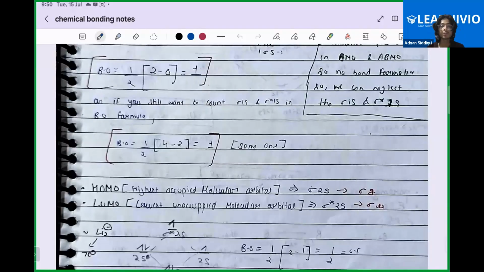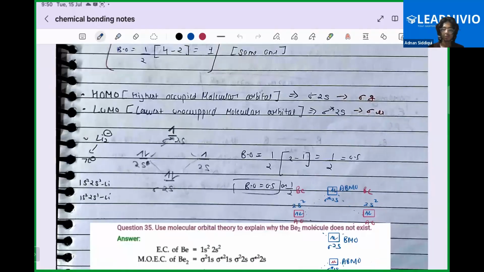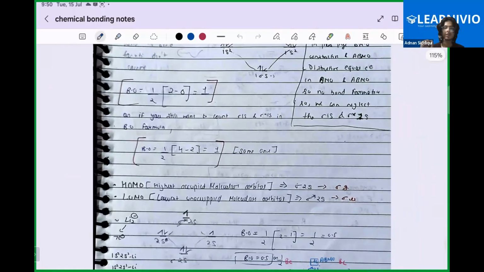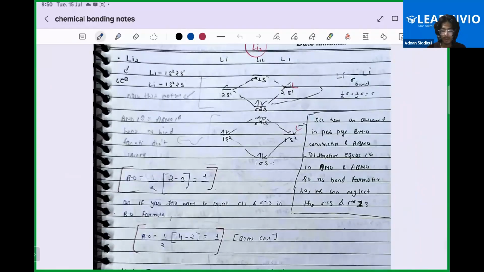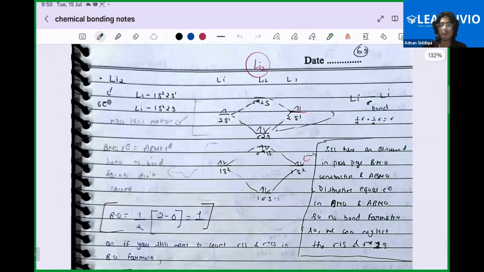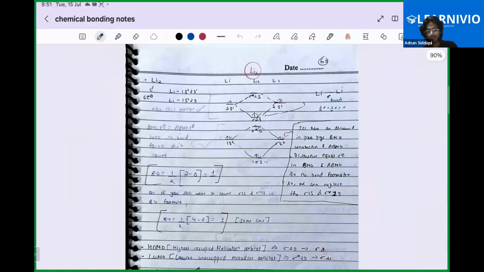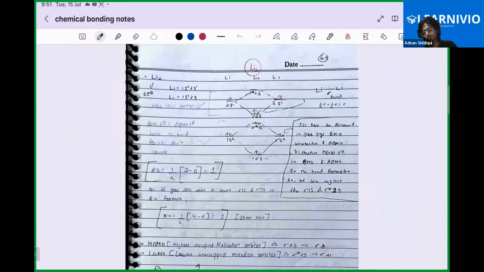I told you what is HOMO and what is LUMO. So can you tell me again? I'm going to take the same example, the one which I explained in the previous class. Let us see whether you remember it or not. So if you have this Li2 molecular orbital series, out of these molecular orbitals, which one is HOMO and which one is LUMO? Can you tell me? Yes, it is Li2. You are taking two lithium atoms and producing a Li2 molecule.